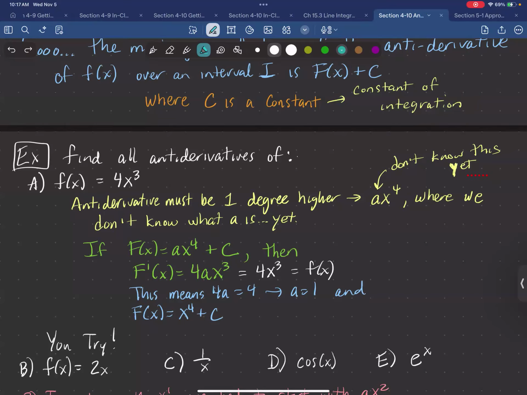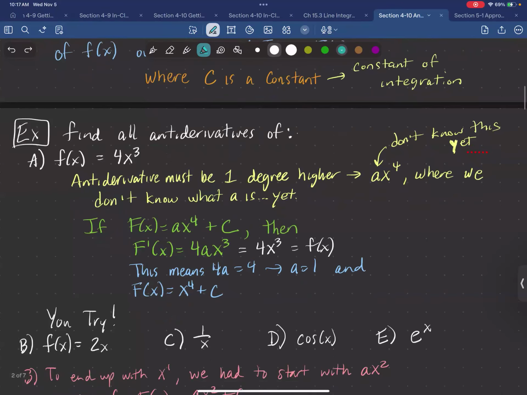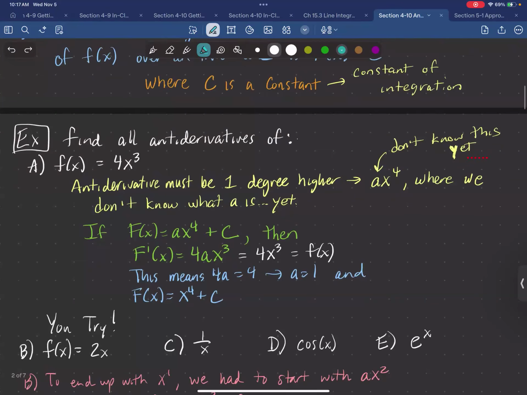Let's take a look at what's going on. So if we have 2x to the first power, to end up with an x to the first power, it had to start as an x squared. We don't know what the coefficient is, so we're going to put an a there. But this power went up by 1.